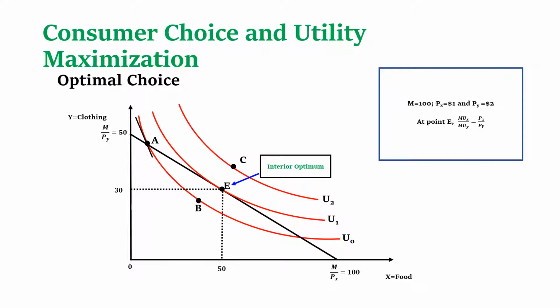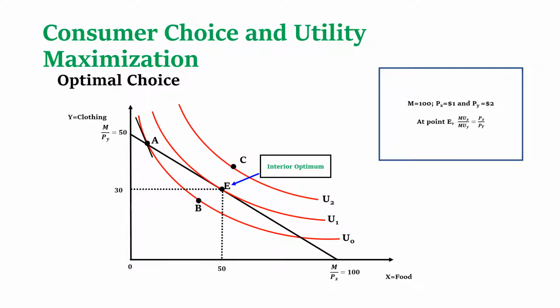So, why is it that point A is not an optimal point? It is not an optimal point because the slope of the budget line is not equal to the slope of the indifference curve at that particular point.